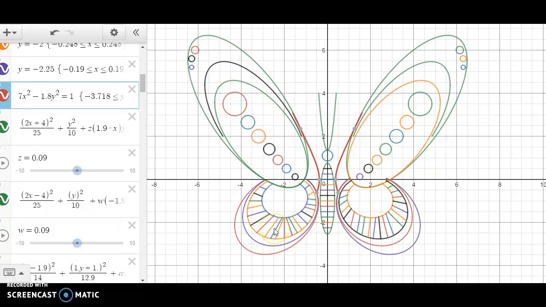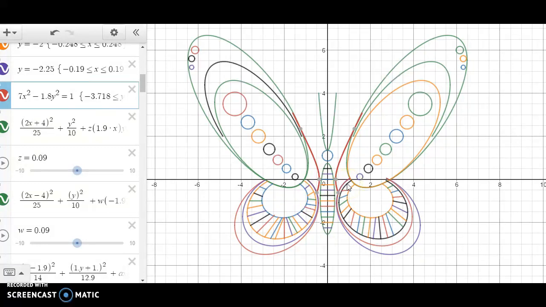I also used several lines in my equation. I did that for making the lines on the body of the butterfly. I thought that would make it look better, and I also did several more lines in the bottom wings of my butterfly, again to make it look better.